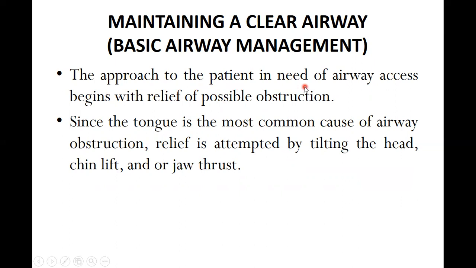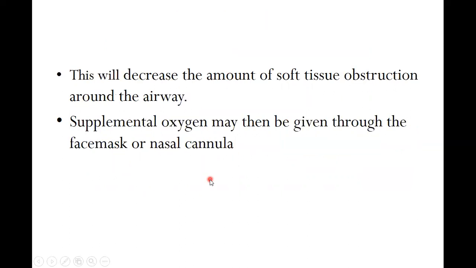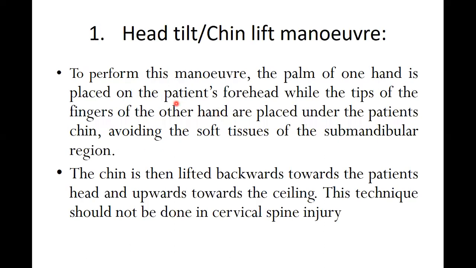So the approach to the patient who needs airway access is that, firstly, you want to relieve any possible obstruction. Since the tongue is the most common cause of airway obstruction, you want to relieve the tongue by attempting what we call the head tilt and chin lift, or performing a jaw thrust. This decreases the amount of soft tissue that is obstructing the airway. Then the patient might require supplemental oxygen to be given after you have performed a head tilt and chin lift or a jaw thrust. Let's begin with the head tilt and chin lift maneuver.